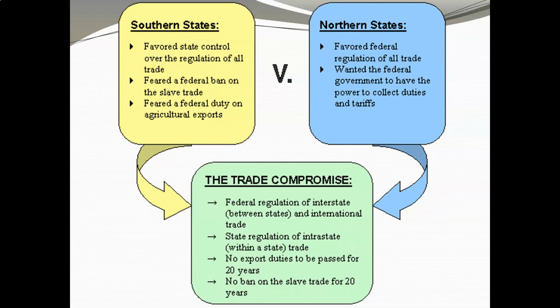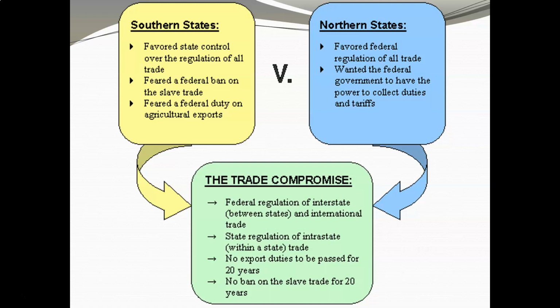Now, as far as trade regulation, I'm not going to go through this because it will not be very significant to your test, but you may want to look over this. Southern states favored state control over the regulation of all trade. They feared a federal ban on the slave trade, which is why southern states were taking issue with trade in the first place. And then they were afraid of a tax on agricultural exports.